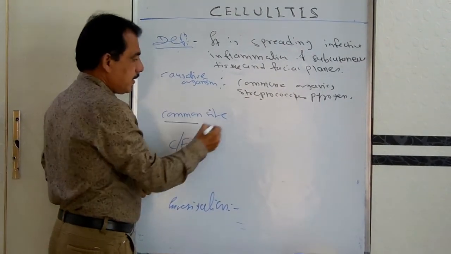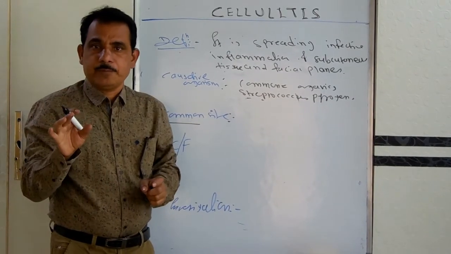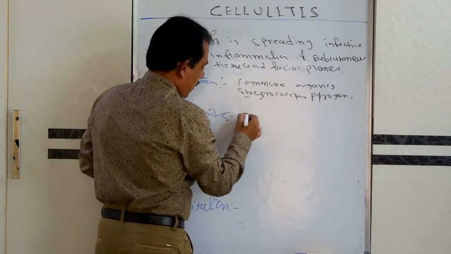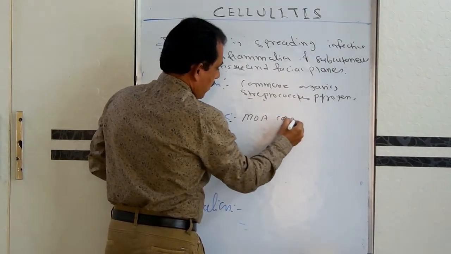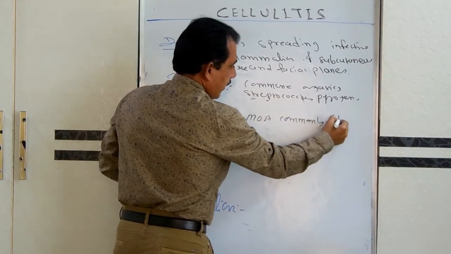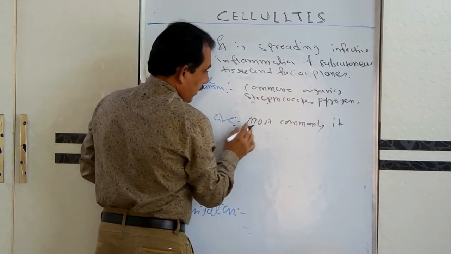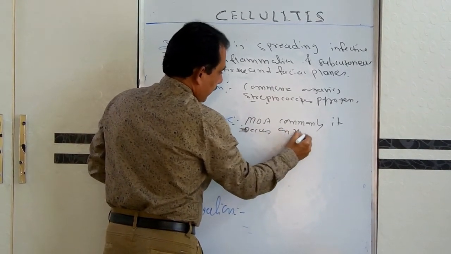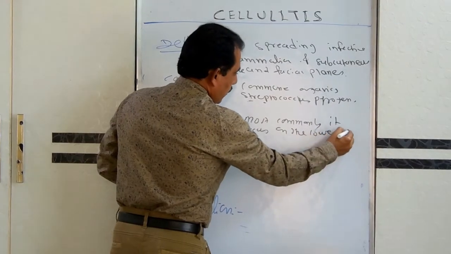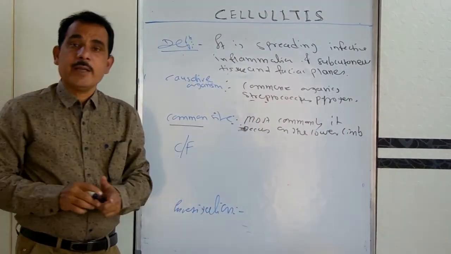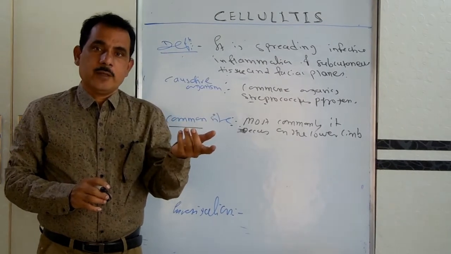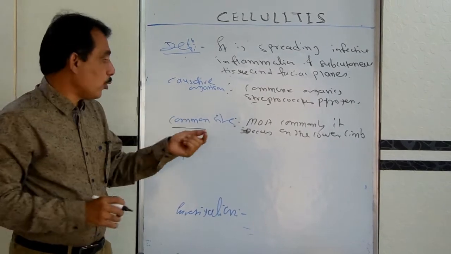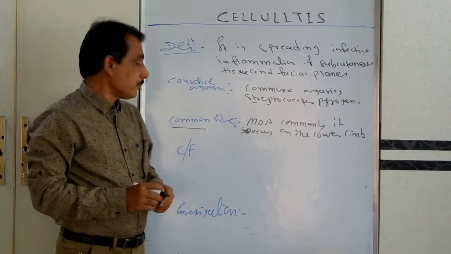Then the common site, it can occur anywhere on the body, but most commonly it is seen on the legs. Most commonly it occurs on the lower limb. Even though it is common on the lower limb, it can occur anywhere in the body. The predisposing conditions like diabetes or age, elderly people, they more commonly get the cellulitis.